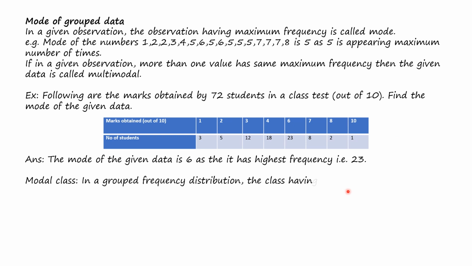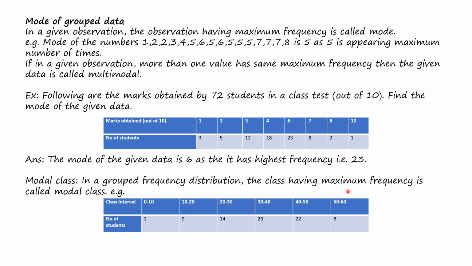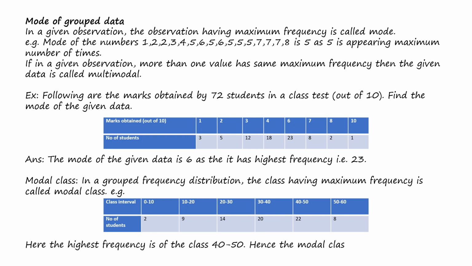Modal class. In a grouped frequency distribution, the class having maximum frequency is called the modal class. For example, the class interval 0 to 10 has 2 students, 10 to 20 has 9, 20 to 30 has 14, 30 to 40 has 20, 40 to 50 has 22, and 50 to 60 has 8. That means here the class 40 to 50 has the highest frequency, or we can say the highest number of students. So we can say 40 to 50 is the modal class. Here the highest frequency is of the class 40 to 50, hence the modal class is 40 to 50.